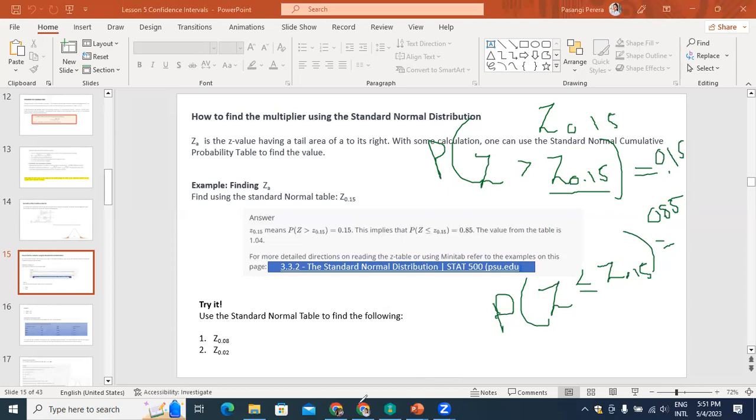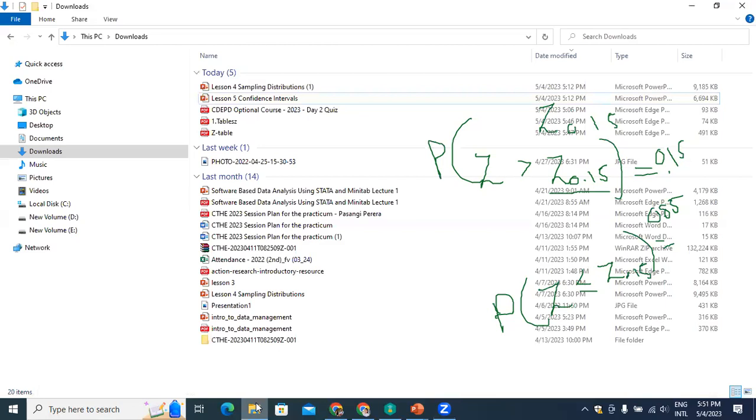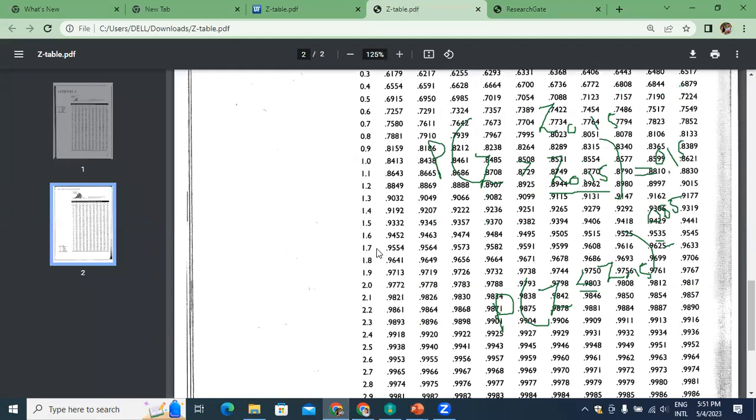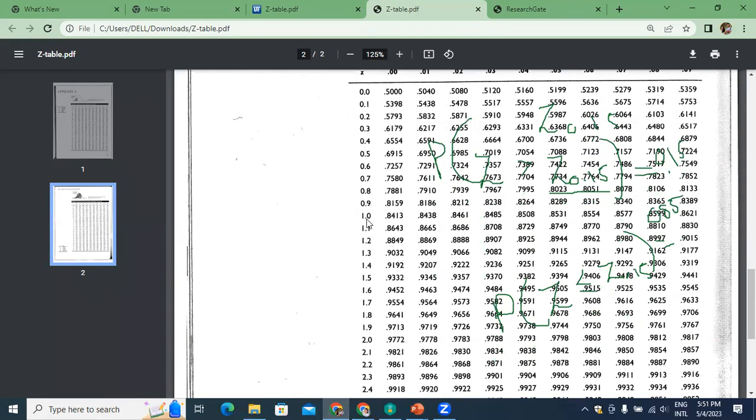How would we read that one? See, 1.04 means we read the probabilities from the values inside the table. In those probabilities, 0.85 corresponds to 1.04. Okay, this is the exact value.